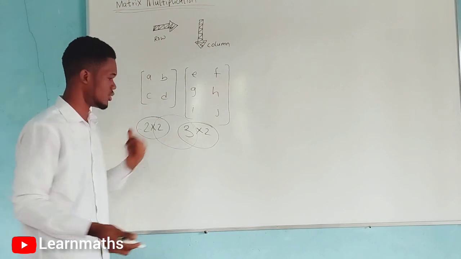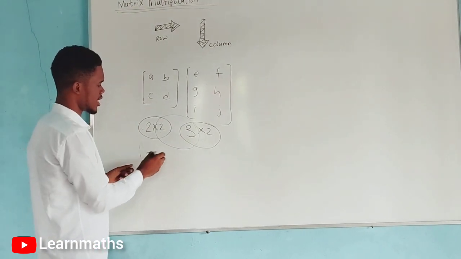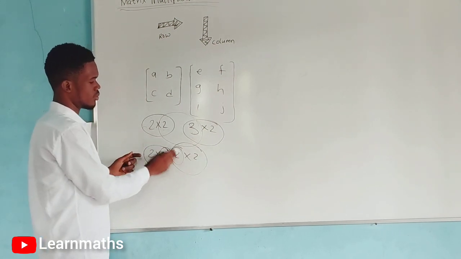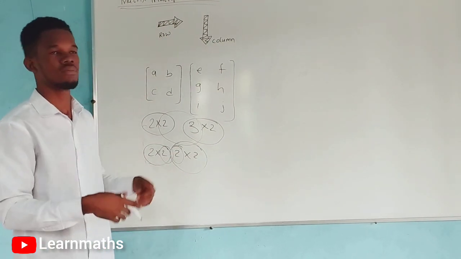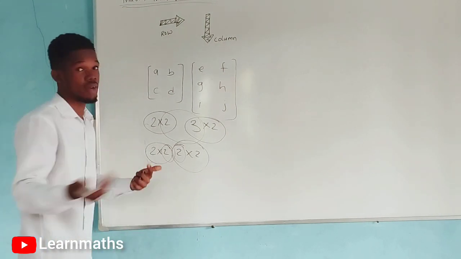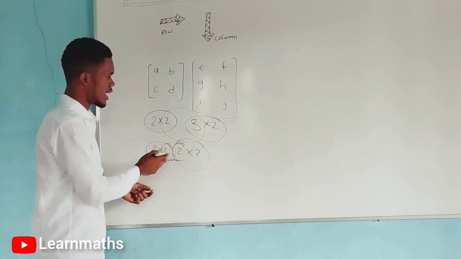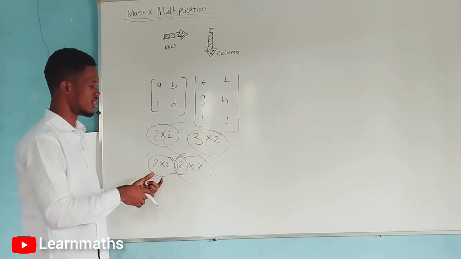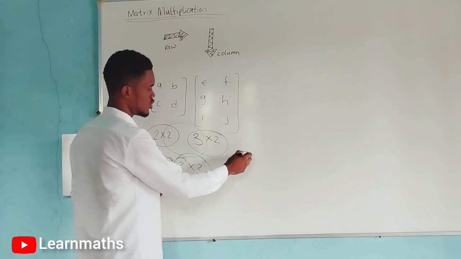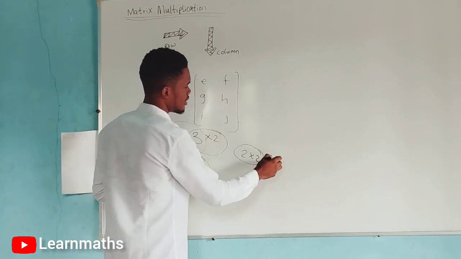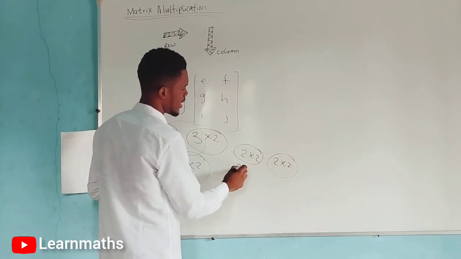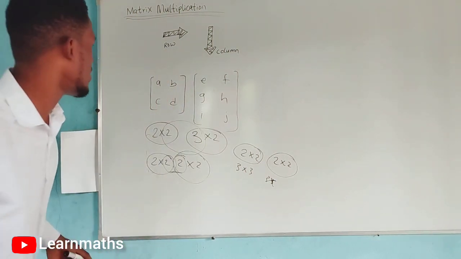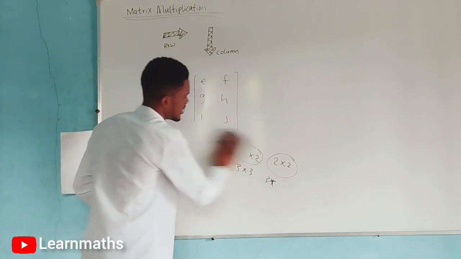Now, for the previous example we took, we had a 2 by 2 matrix and another 2 by 2 matrix. Since the number of rows and columns were the same, we were able to carry out the multiplication there. Now, it's not necessary that the two matrices must be the same kind of matrix, that is a 2 by 2 matrix with another 2 by 2 matrix, or a 3 by 3 with another 3 by 3. Let me show you one possible scenario.